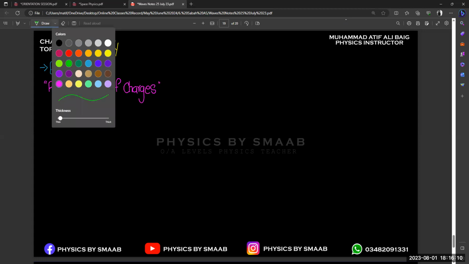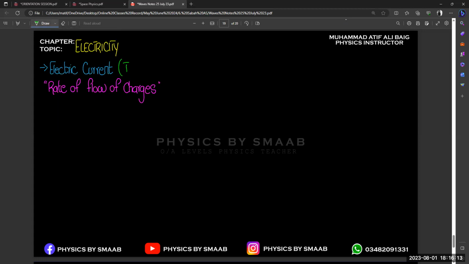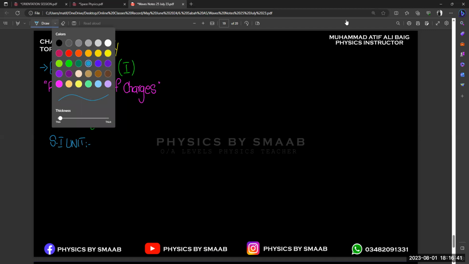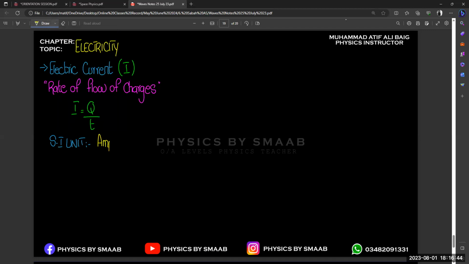And if you remember the SI unit and the symbol for current, the symbol is capital I and the formula is I equals Q over t, right? Because the word rate itself explains that any quantity is going to be divided by time. So that is the concept of the word rate here. And the SI unit of electric current is ampere, right? So this is the basic definition, basic formula, and SI unit of electric current.